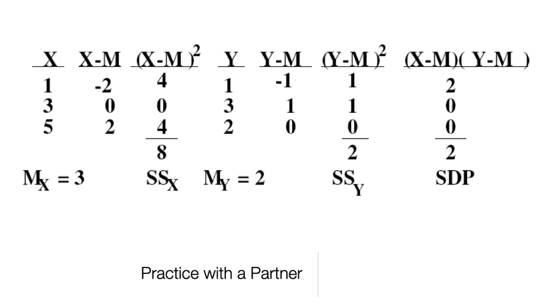So negative 2 times negative 1 is equal to 2. 0 times 1 is equal to 0. 2 times 0 is equal to 0. And we'll add those together and we get a sum of deviation products of 2.